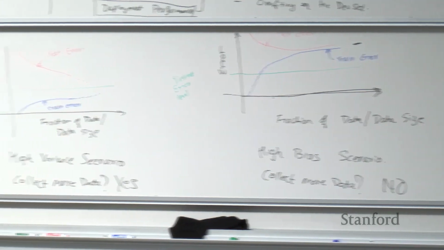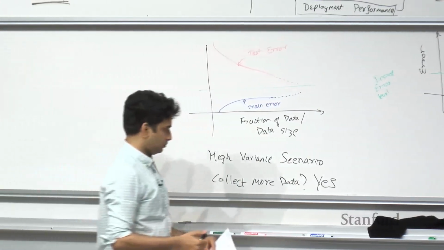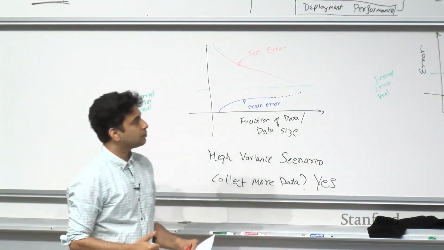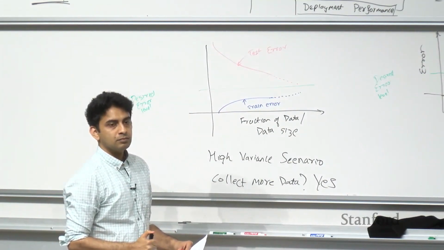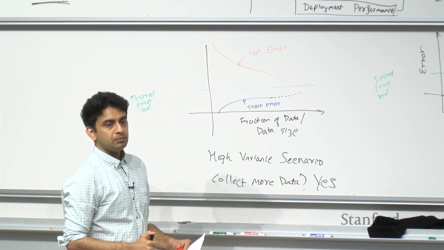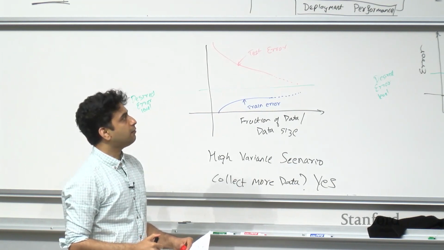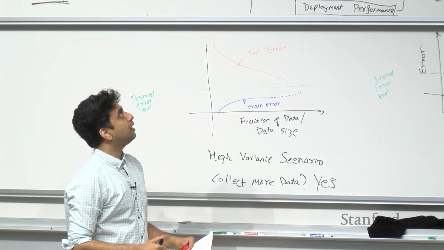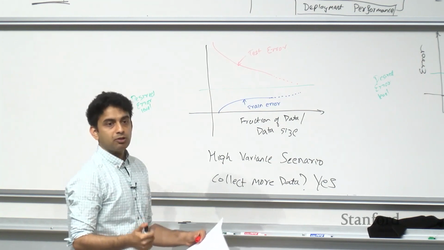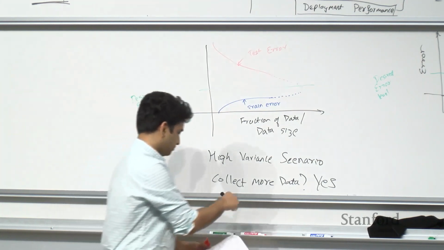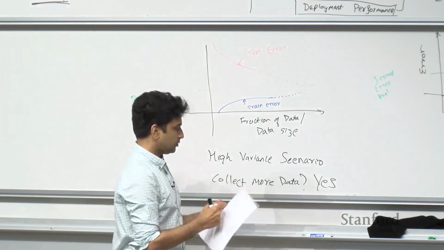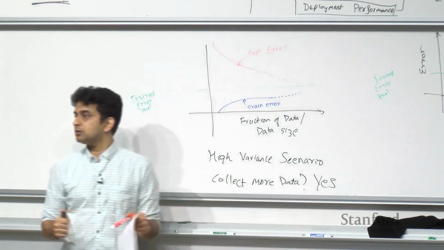Shouldn't it be the desired performance? It will be upper bounded by human level performance, right? So the desired error level could be upper bounded by human level performance. Sure, it could be. Yeah. All right. Any other questions?